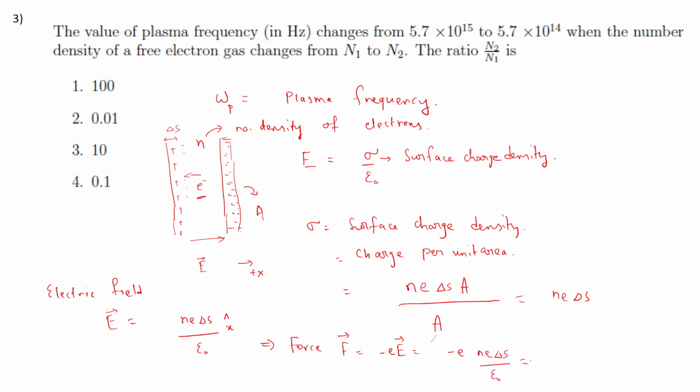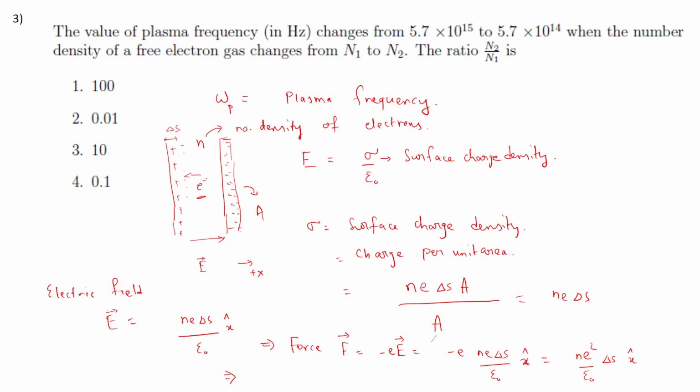And so basically what you get is, and this direction will be minus x cap, so the force is in this direction, and this thing is nothing but n e square by epsilon naught into delta S x cap. So now you see, the force can be written as mass times acceleration.